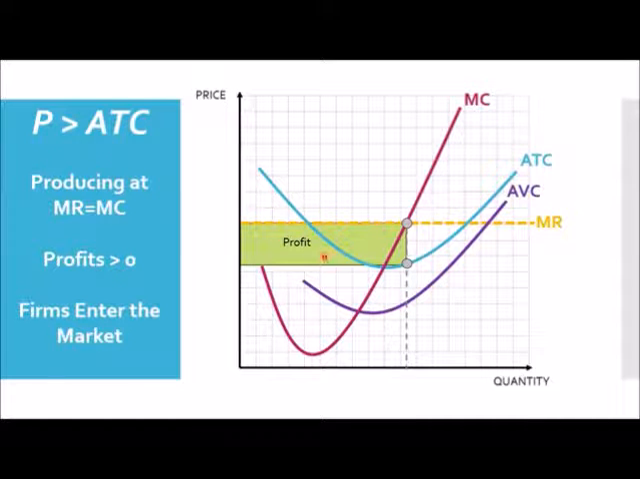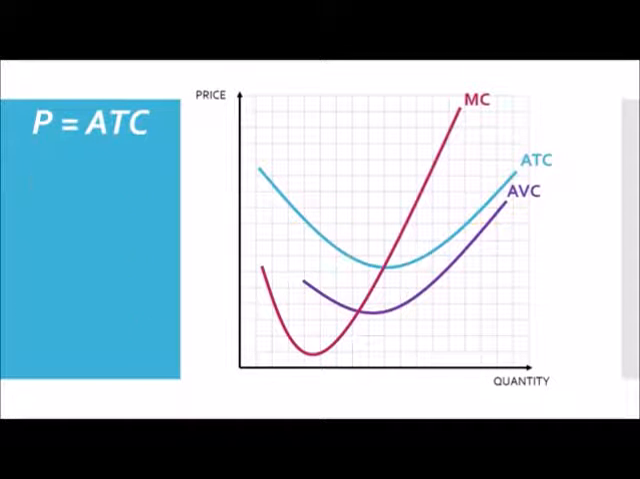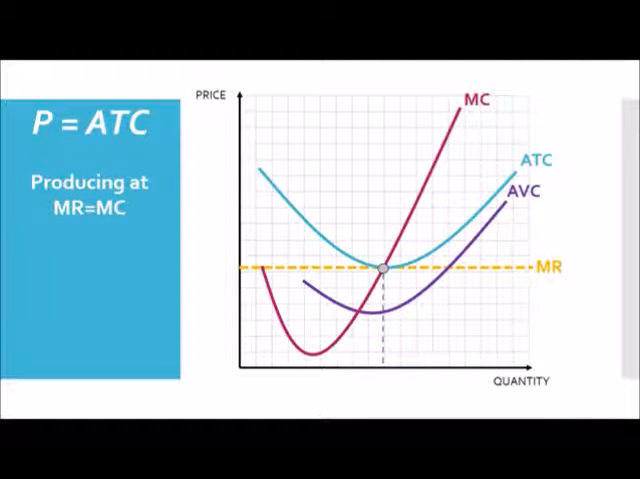And so what would happen in that case? What would happen if our marginal revenue did drop, say, to this point right here? If our marginal revenue, that price, dropped to a point where it was equal to our average total cost, what we'd find is that our profits are zero.